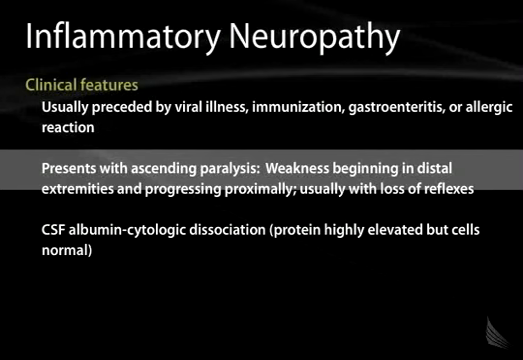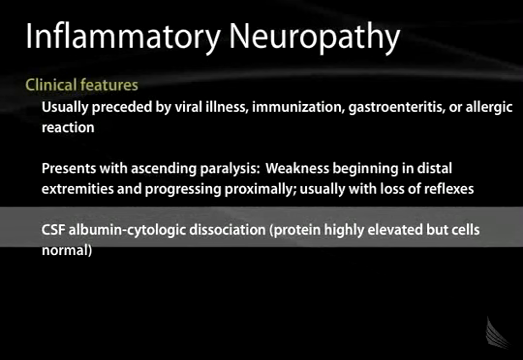In terms of workup, you can do a lumbar puncture, and what you may find is a CSF albuminocytologic dissociation. High protein, but normal cells. That's telling you that there's something going on in the CSF, but there are no white cells to be found. Why? Because they are not in the central nervous system. Those white cells have left the CSF and they are now attacking the peripheral nerves.